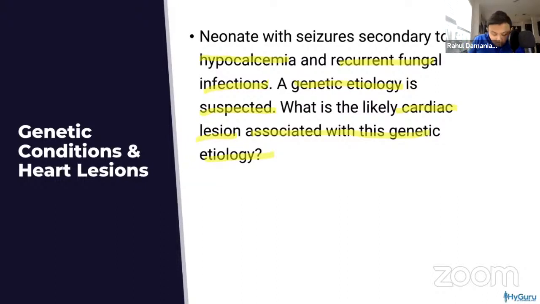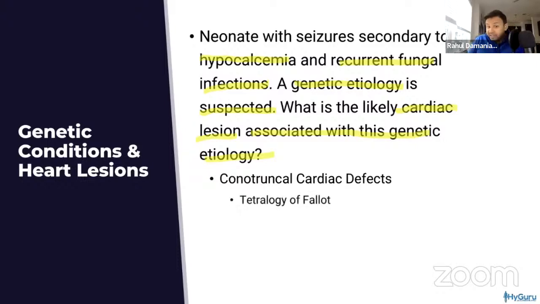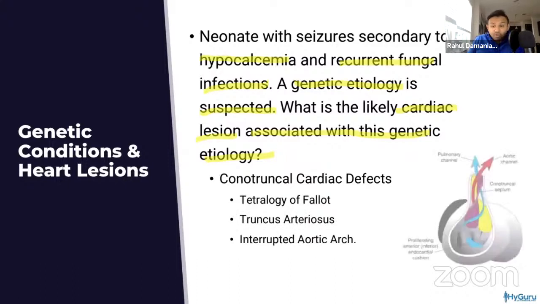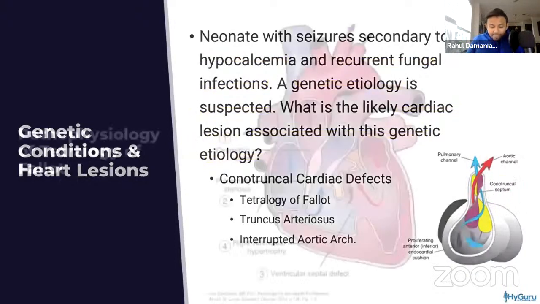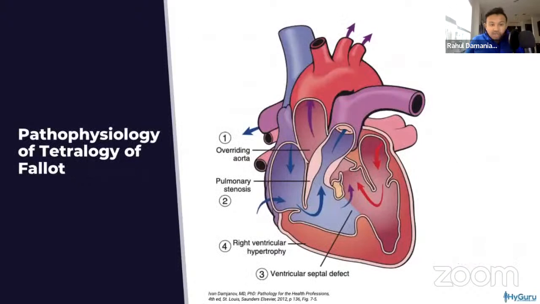If you're thinking about DiGeorge syndrome, you're absolutely correct that patients with DiGeorge syndrome can have this conotruncal cardiac defect. So they can have tetralogy of Fallot, truncus arteriosus. They can even have an interrupted aortic arch. And that's because embryologically, just to tie that in, the conotruncal septum is going to be abnormal in these patients with the 22q11 deletion. So let's go through tetralogy of Fallot.